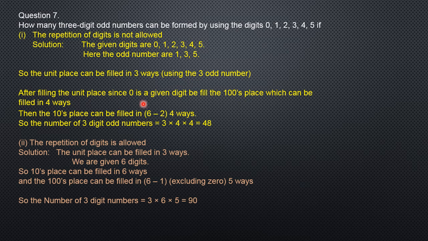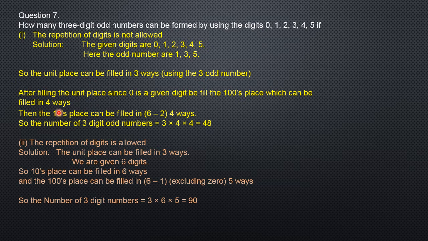After filling the unit place, 0 is a given digit. So now we cannot fill the number 0 in hundreds place. Therefore the hundreds place can be filled by using only 4 ways, except 0. And the subdivision one is the repetition of the digit is not allowed, therefore except number 0 and except any one of the odd number. Reason, odd number filled in unit places.